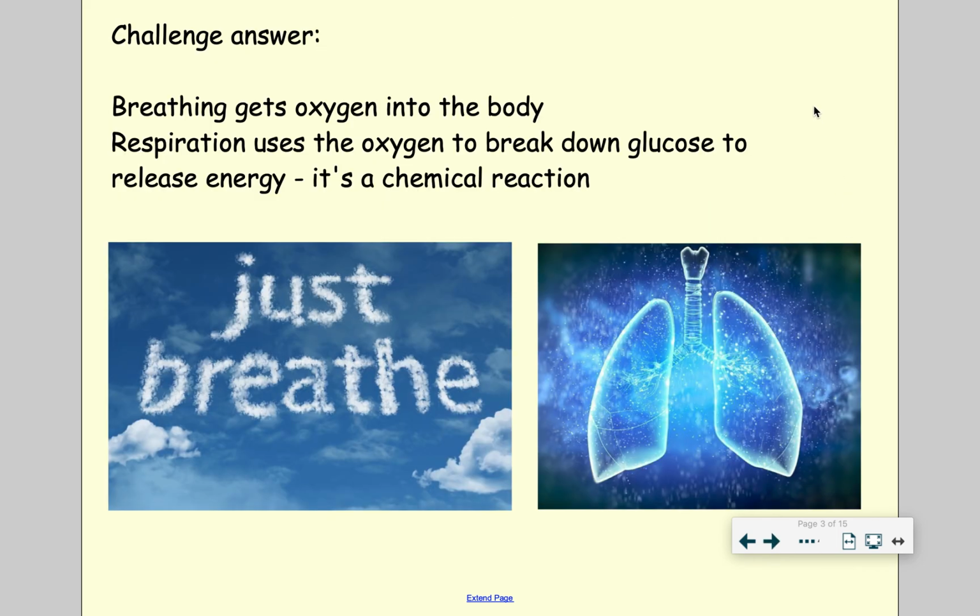So if you did the challenge question, breathing gets oxygen into the body, and respiration uses the oxygen to break down glucose to release energy, and respiration is a chemical reaction. Breathing is just a natural process. There's no chemical reaction involved, there's just gas exchange, whereas with respiration we're actually using the oxygen to do something else.